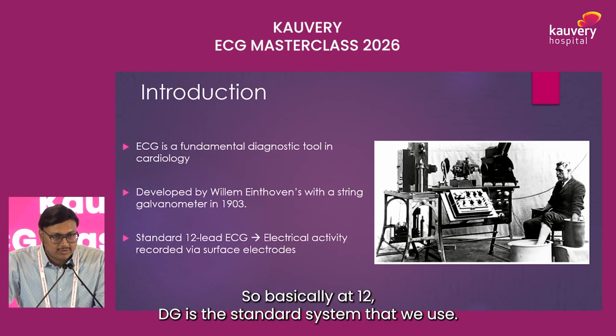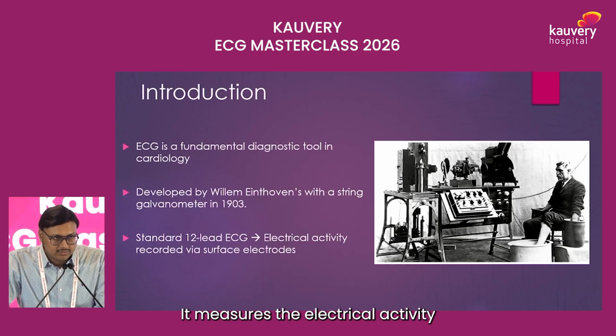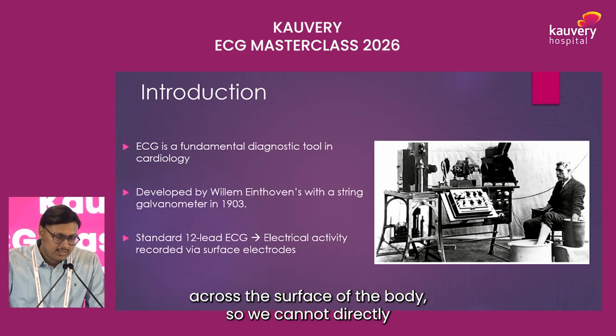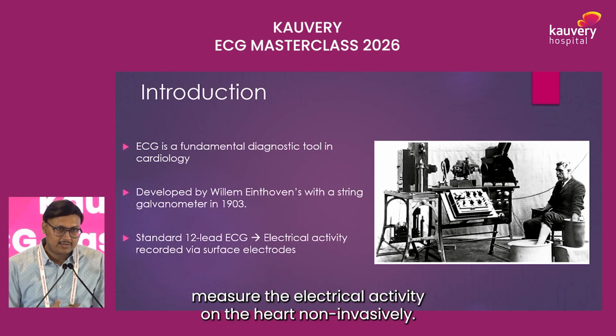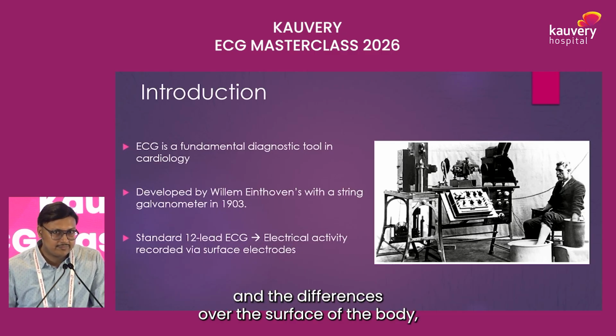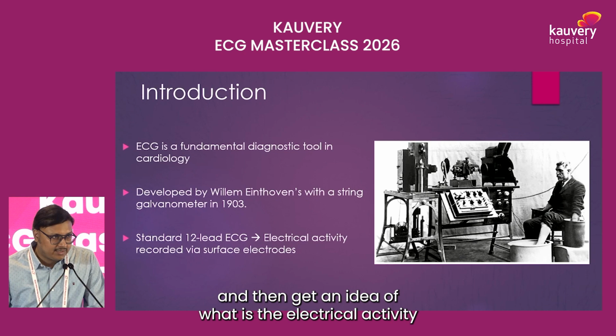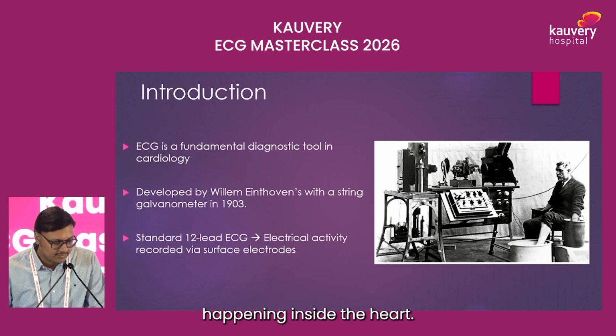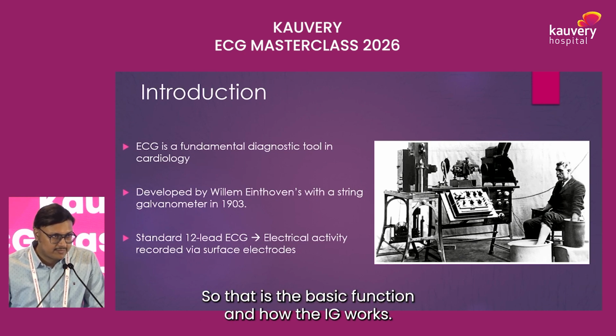A 12 lead ECG is the standard system that we use. It measures the electrical activity across the surface of the body. We cannot directly measure the electrical activity of the heart non-invasively, so we use an ECG machine to check the voltages and the differences over the surface of the body, and then get an idea of the electrical activity happening inside the heart. That is the basic function and how the ECG works.